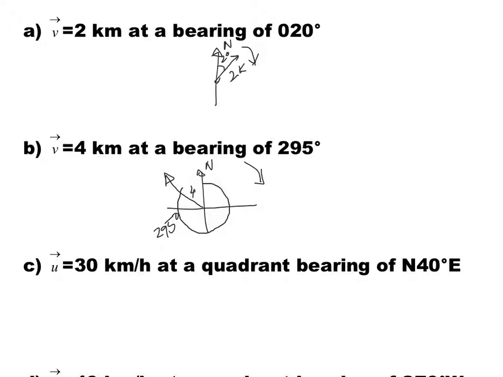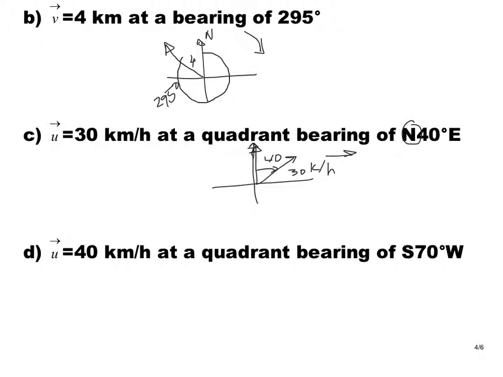The next one says u is 30 kilometers per hour at a current quadrant bearing of north 40 degrees east. So this means that initially we are going north, so this way, and then we turn 40 degrees east, which is going to be to the right. So it's going to be this angle 40 degrees, and it's 30 kilometers per hour.